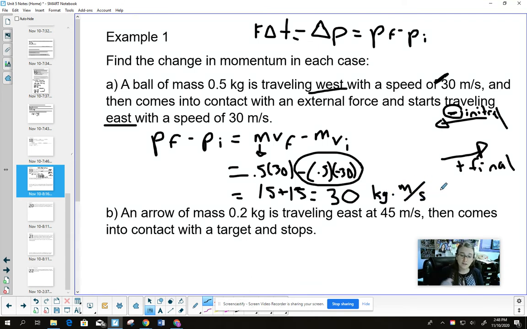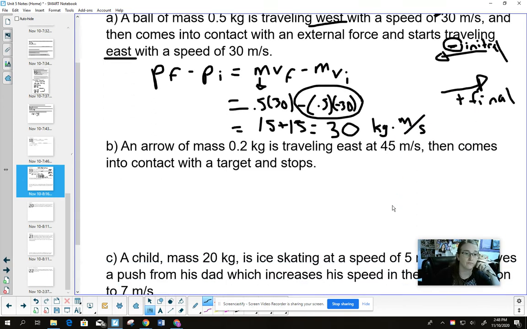If we get a negative, that aligns with our choice for what we chose as the negative direction. In this case, because we end up going in a positive direction, that's a positive change in momentum. If I called my final negative, our answer here would be negative because we ended up going negative. So the magnitude will be the same. We don't need to worry about the signs as long as one is positive and one is negative.